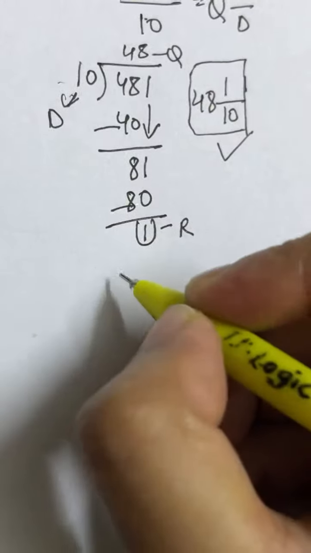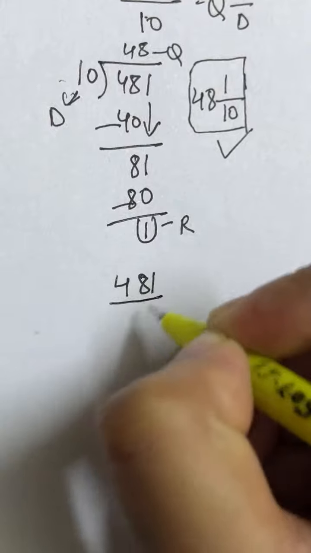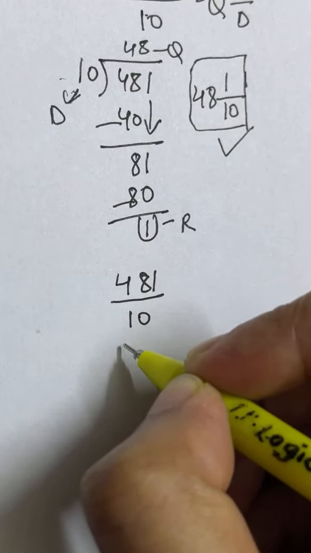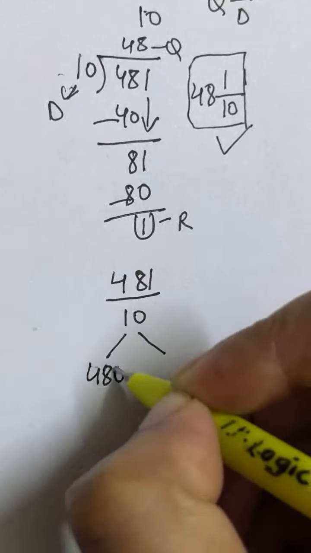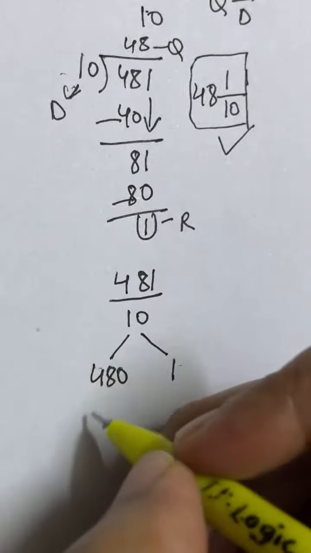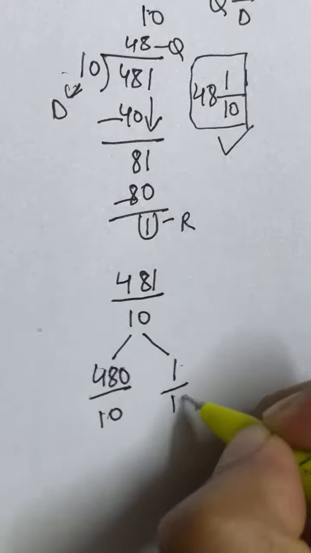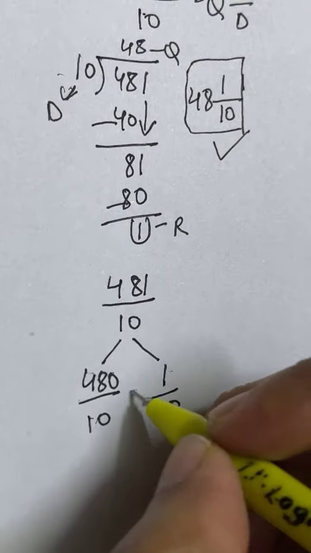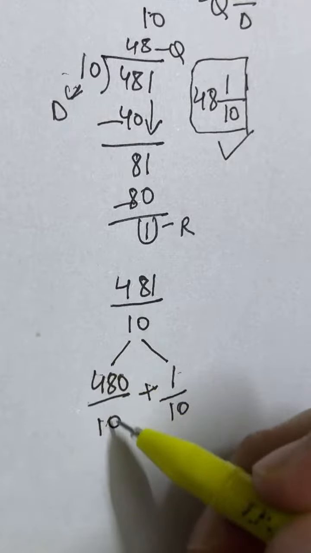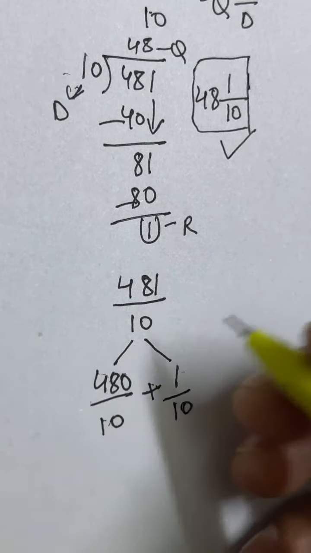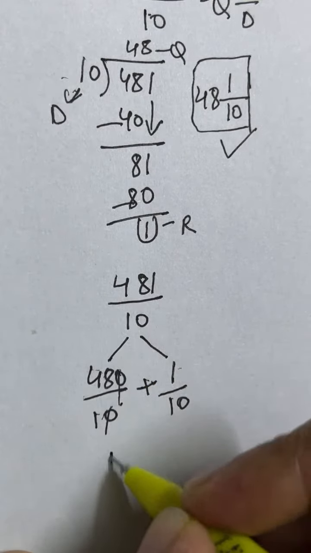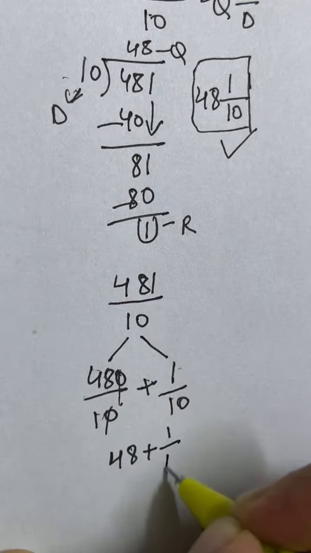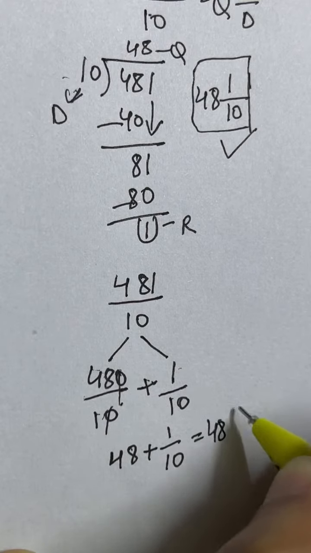There's another way, like suppose we have 481 over 10, the same thing. 481 over 10 can also be broken down into 480 and 1. So 480 over 10 and 1 over 10. So I can simply add them up now because I have chosen the highest multiple of 10. So it goes 48 plus 1/10, and that gives you the mixed number directly.